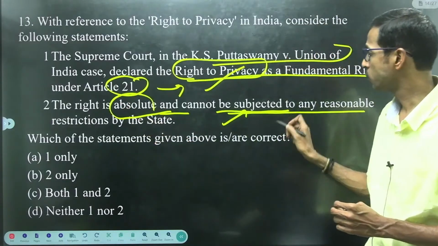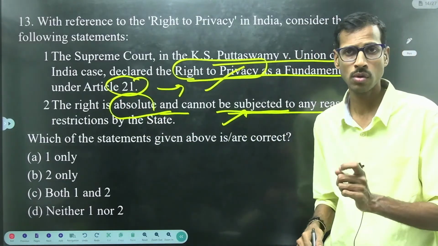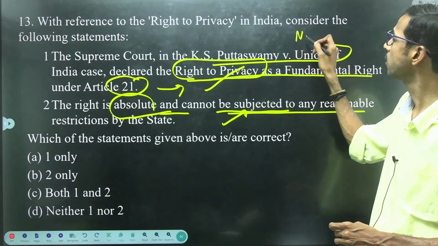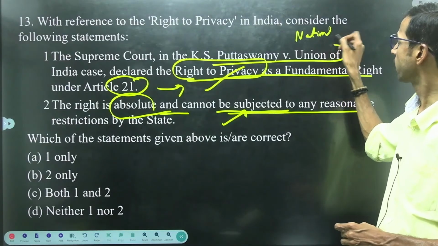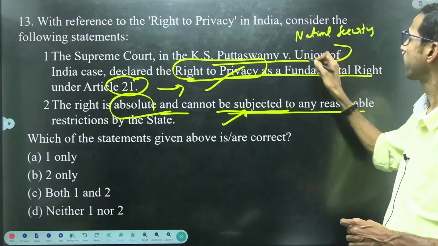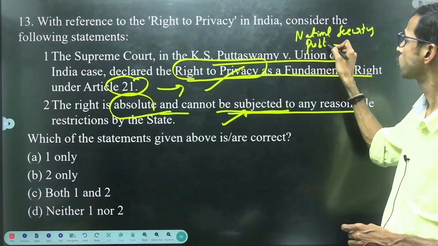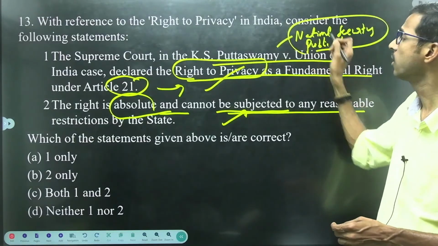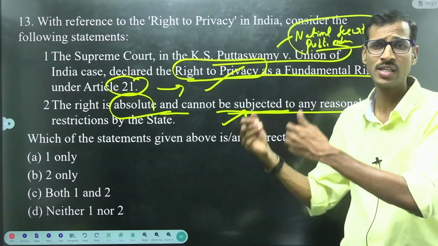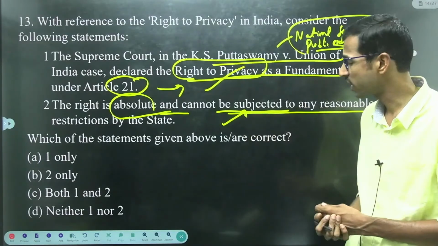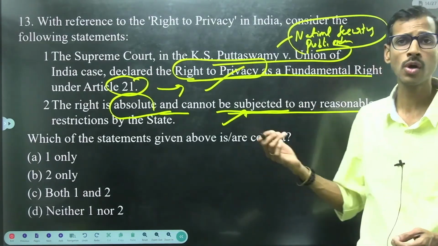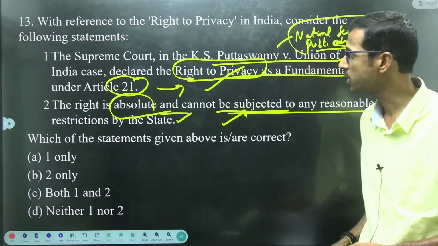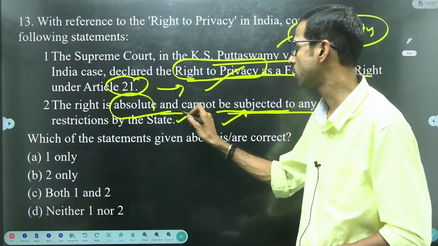So if you see, the right to privacy has some grounds on which the state can restrict it, right? What are the grounds here? National security, we can say, and also public order. Any disturbance of public order is also a ground for restriction. And we can say dignity, morality of our nation, etc. All those are grounds on which the state can restrict the right to privacy. So this second statement is not correct.